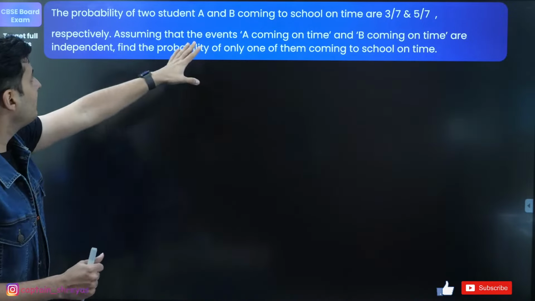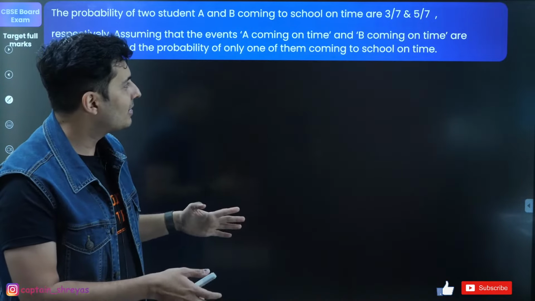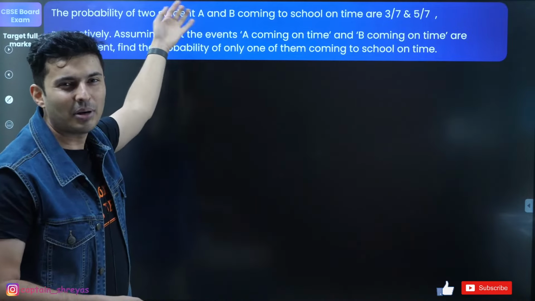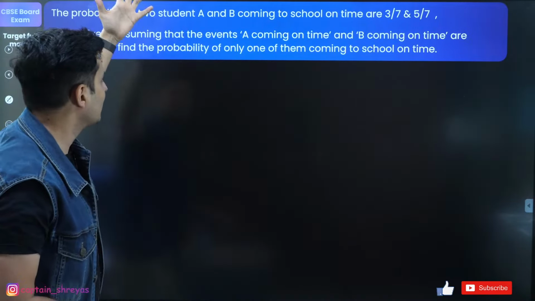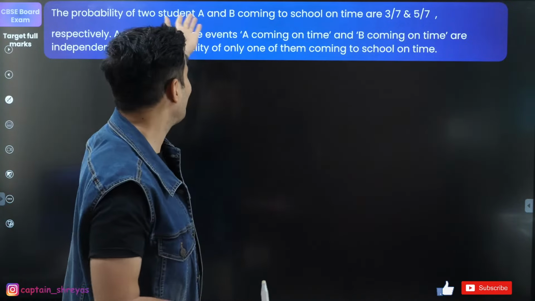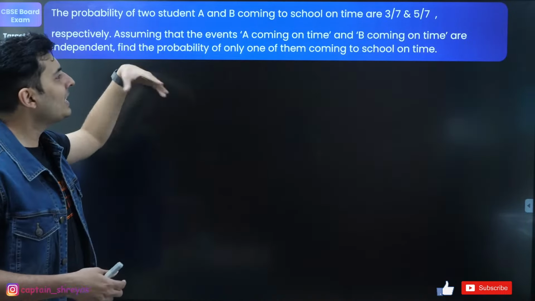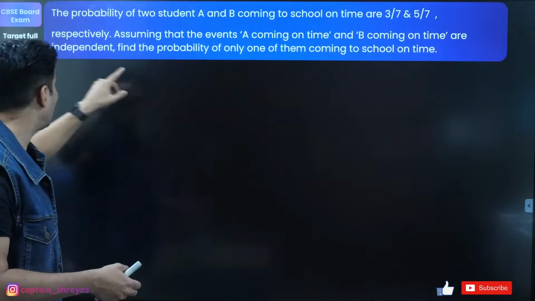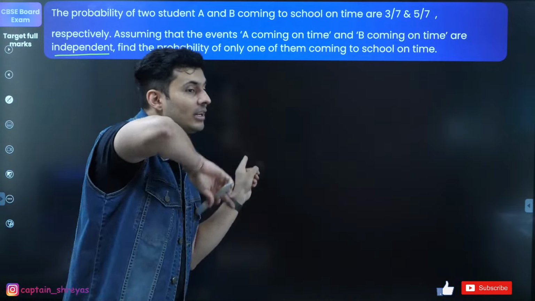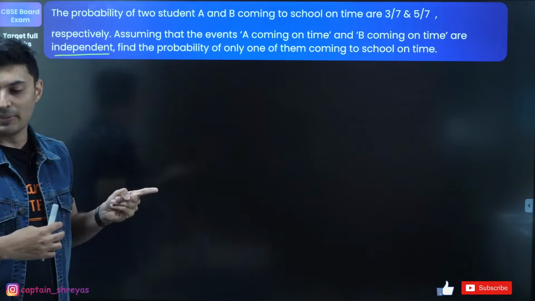Great. The probability of students A and B coming to the school on time is 3 by 7 and 5 by 7 respectively. You can say this is Pandu and this is Champa. Pandu's probability is 3 by 7. Champa is more regular, 5 by 7. Assuming A coming on time and B coming on time are independent, what is the probability of only either Pandu or Champa coming? Only Pandu or only Champa coming?